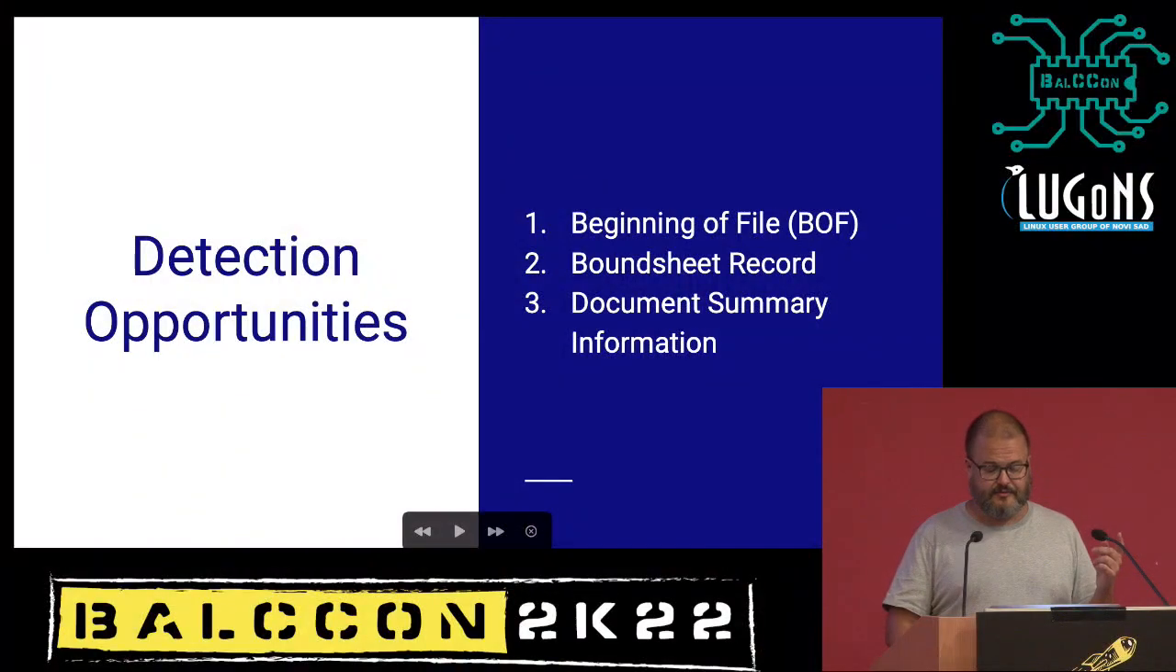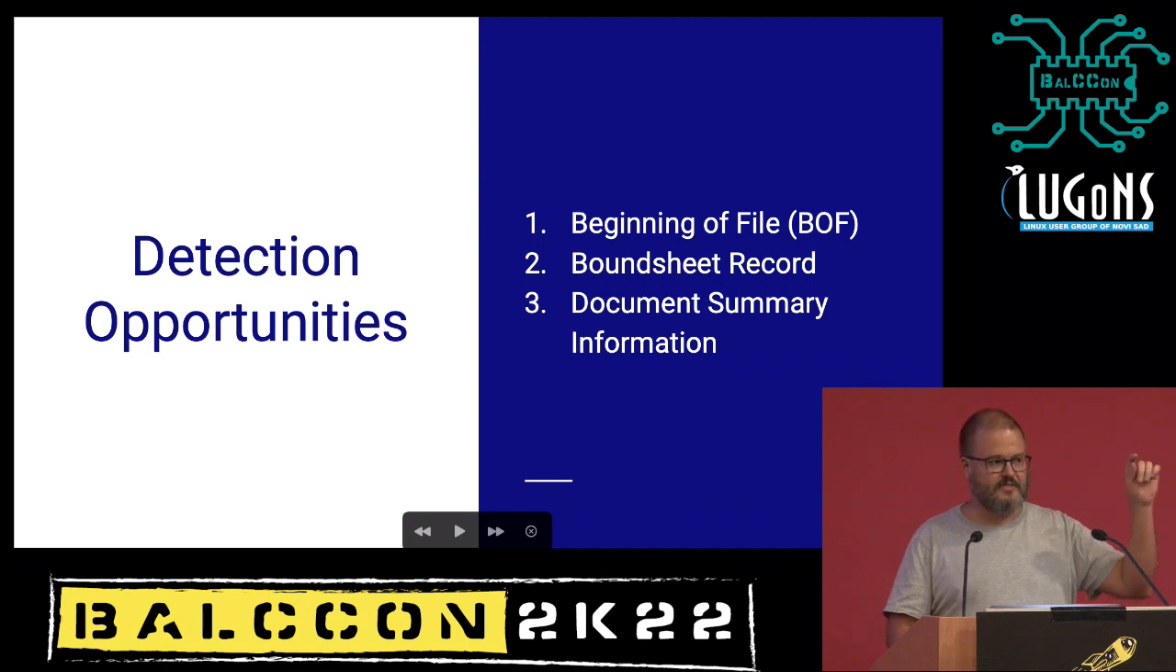And so I found three detection opportunities for Excel 4.0 macros. The first one is called the BOF record, the beginning of file record. The second detection opportunity is in the BoundSheet record. And the third detection opportunity is in a stream in a compound file called the DocumentSummaryInformation stream.